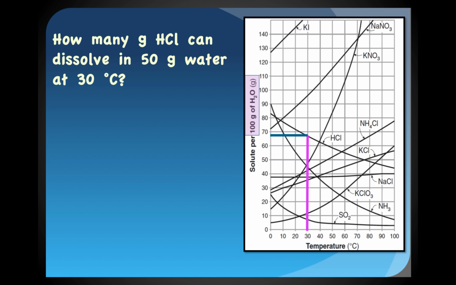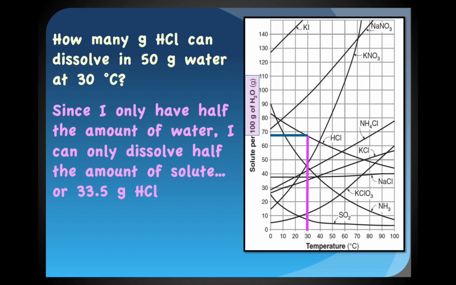In other words, if I have half the amount of solvent, I should only be able to dissolve half the amount of solute. So, 33.5 grams of HCl. Be careful. Read the problem carefully so you can see if I'm asking what's the solubility in 100 grams of water or some other amount of water. Now you can solve this problem using unit analysis. The given would be 50 grams of water times the solubility as a conversion factor.